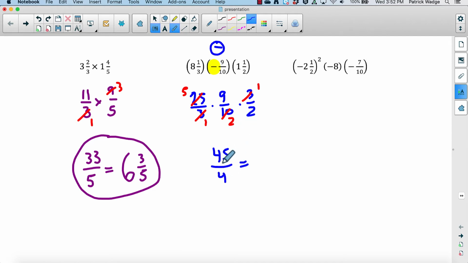And again, happy with this answer. If you like doing mixed, 4 goes into 45 11 times with 1 left over. Oh, phew, almost forgot. It's supposed to be negative. Slap a negative on here, slap a negative on there, and we have our answer.